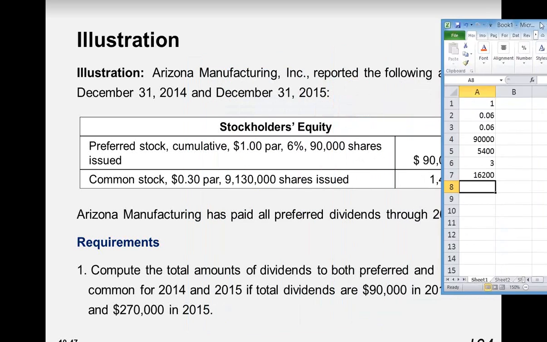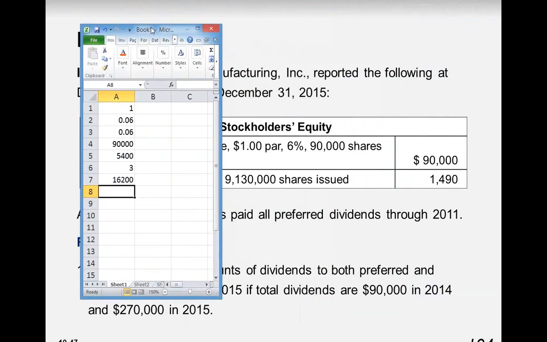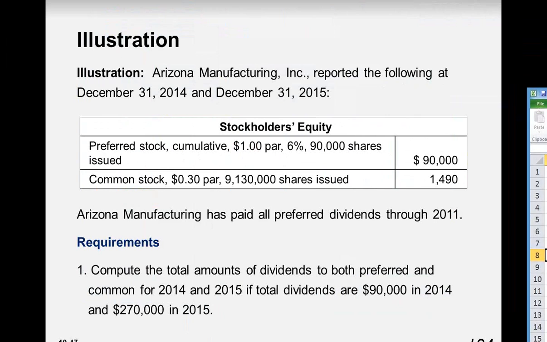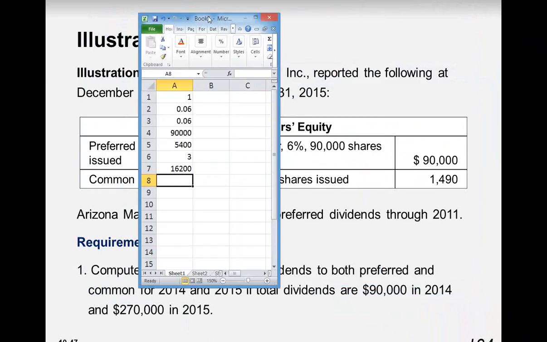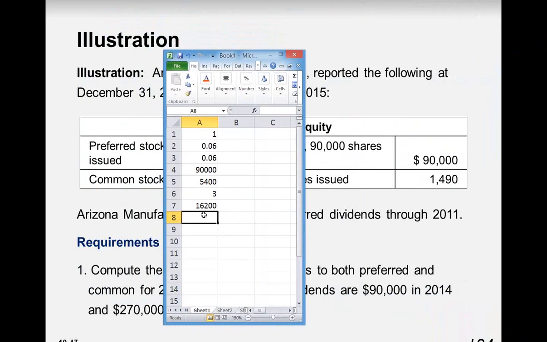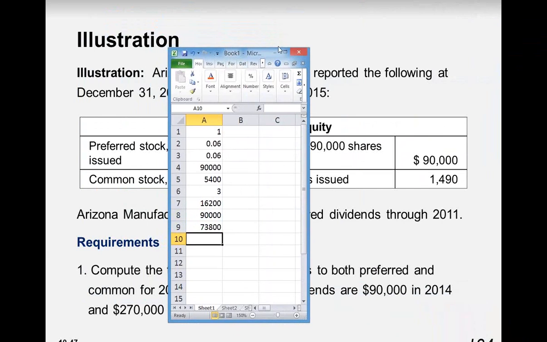My preferred stockholders would get $16,200 of that 90, which leaves $73,800 for my common stockholders.